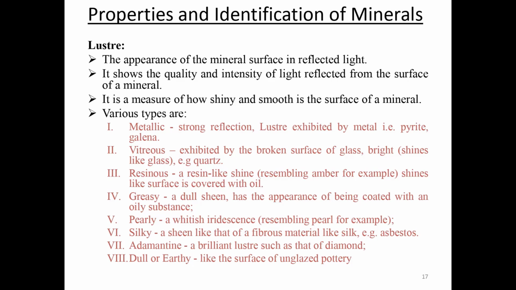3. Resinous, a resin-like shine, resembling amber for example, shines like the surface is covered with oil. 4. Greasy, a dull sheen, has the appearance of being coated with an oily substance. 5. Pearly, a whitish iridescence, resembling pearl for example. 6. Silky, a sheen like that of a fibrous material like silk for example, asbestos. 7. Adamantine, a brilliant luster such as that of diamond. 8. Dull or earthy, like the surface of unglazed pottery.